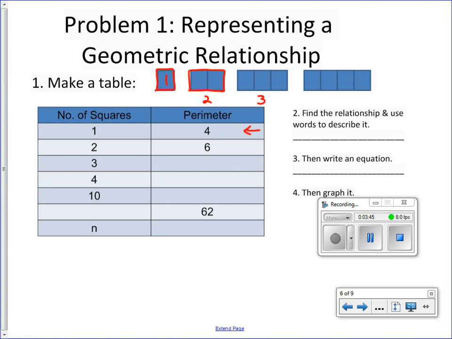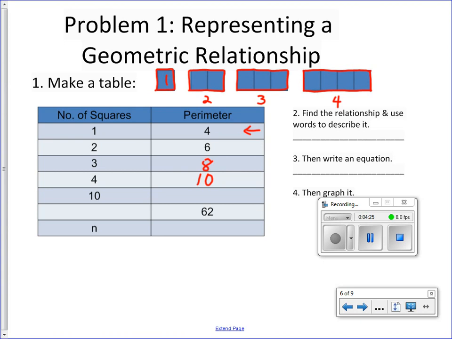Three squares, and you may begin to see the pattern here. We have 1, 2, 3, 4, 5, 6, 7, 8 would be our perimeter. And when we have four squares, it may be interesting to note that we have 1, 2, 3, 4, and 1, 2, 3, 4 on our top and bottom. So 2 times 4. And then we have our left side and our right side in every case. So that would be a total of 10.